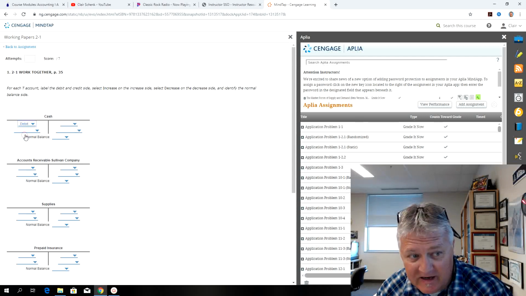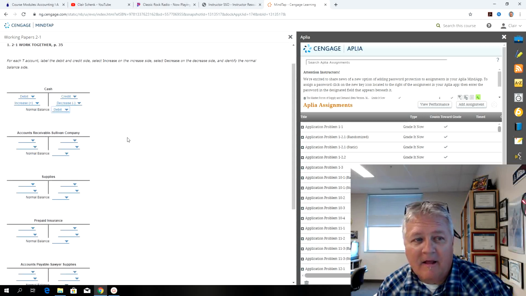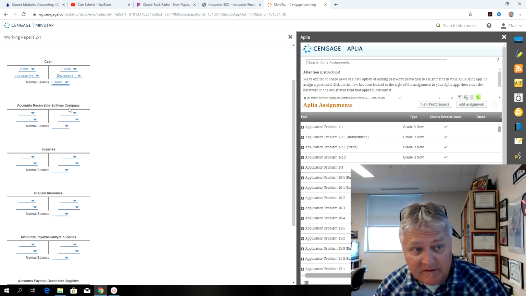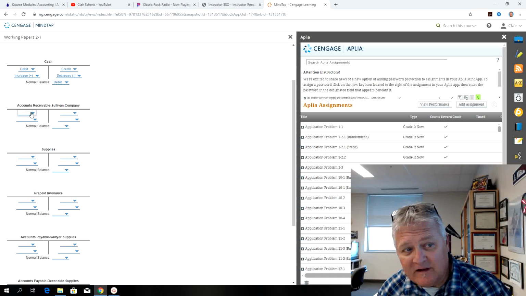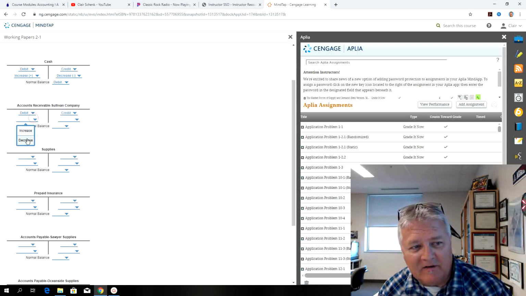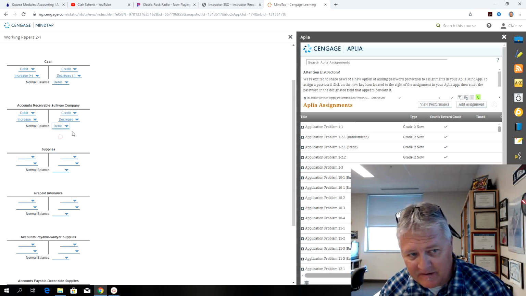So cash is an asset, so we know the debit side is on the left, credit's on the right. To increase a cash account is on the debit side. To decrease the cash account is on the credit side. And the normal balance is a debit. Okay. So if we continue on, accounts receivable for Sullivan Company, it's an asset. So debit on the left, credits on the right. To increase, we debit. To decrease, we credit. And the normal balance is a debit.